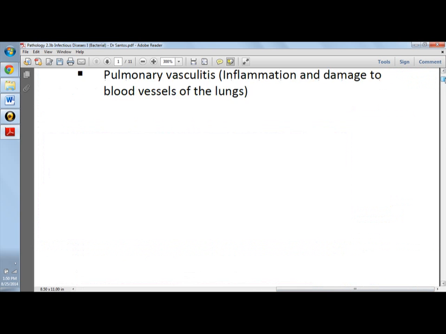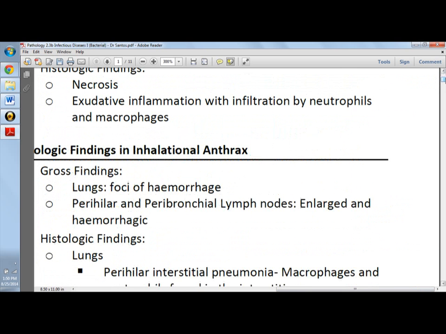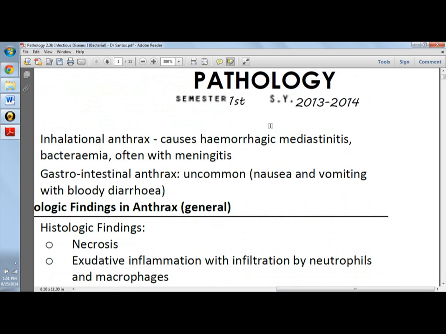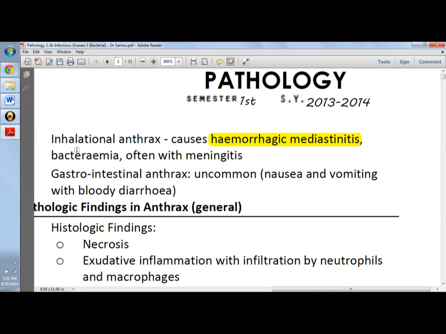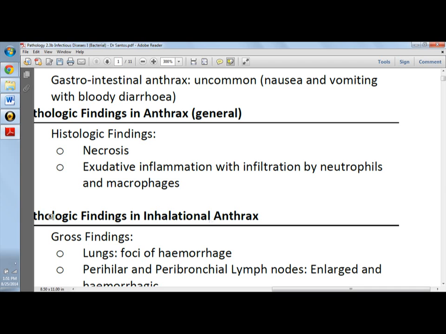For inhalational anthrax, it is carried by the phagocytes to the lymph nodes, thereby causing hemorrhagic mediastinitis, bacteremia, often with meningitis. So this is the most deadly form of anthrax. There is death after 2 days. Gastrointestinal anthrax is uncommon and usually from undercooked meat, and the patient will present with nausea and vomiting with bloody diarrhea. Pathologic findings: you have necrosis and exudative inflammation.